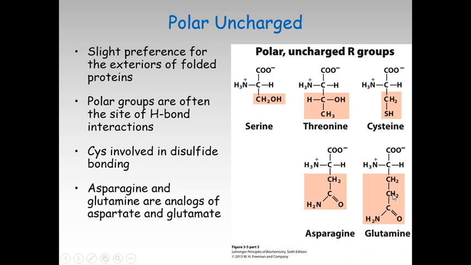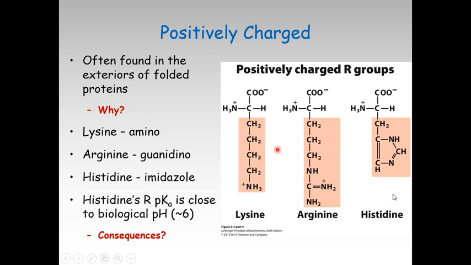What about positively charged amino acids? They are often found in the exteriors of folded proteins. Again, think about it. Why? Three different positively charged amino acids. One is lysine, another one is arginine, and the third one is called histidine.